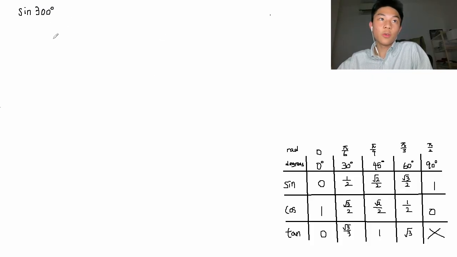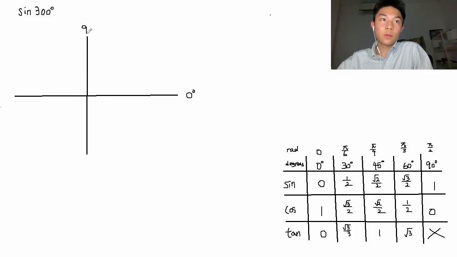So we always want to start by sketching the angle. So let's start by drawing our axis. Right, so we always start at 0 degrees, and we'll go counterclockwise. So this would be 90, 180, 270, and then we're back at 360. So 300 degrees is somewhere between 270 and 360. So I'll go around like this, roughly to here. So this is our 300 degrees.